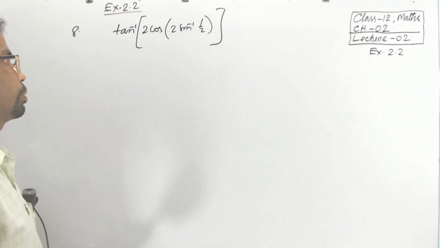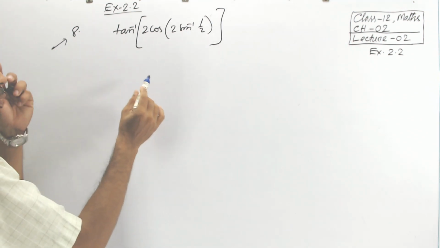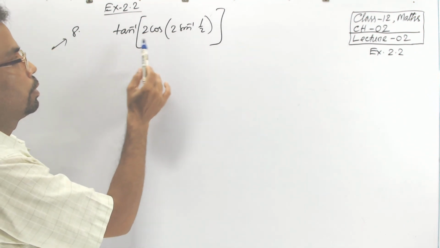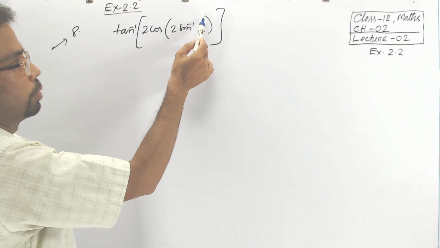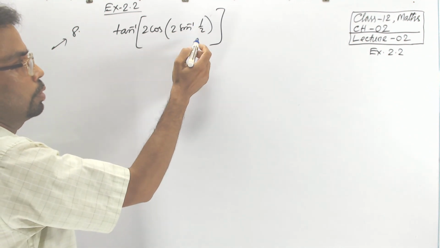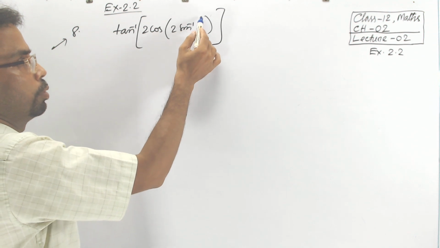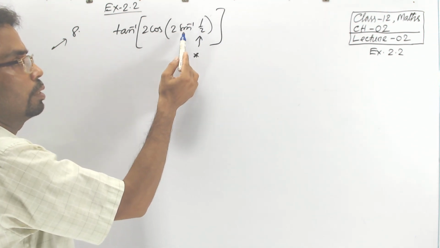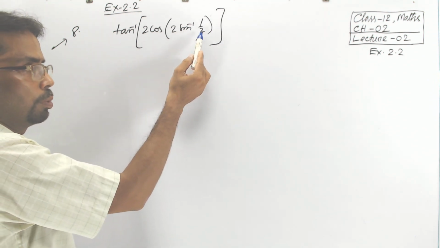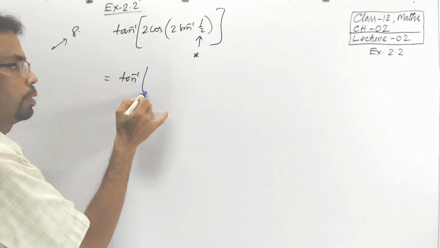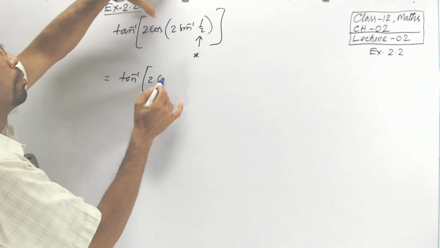Next, solving question number 8 is very simple. It is a short question for 1 mark. See, the value given below is 1 by 2 sine inverse. So first we'll start from the last part. Remember, 1 by 2 we'll write in terms of sine. Since it is sine inverse, this 1 by 2 will be written in terms of sine. Other things we'll keep as they are.